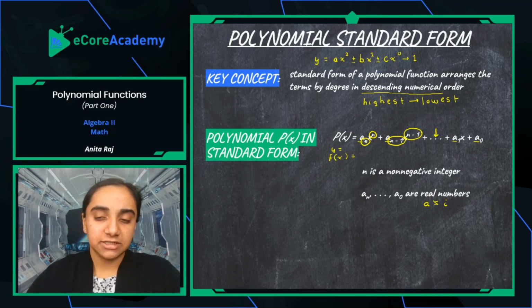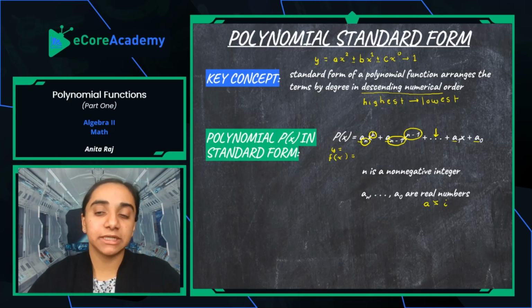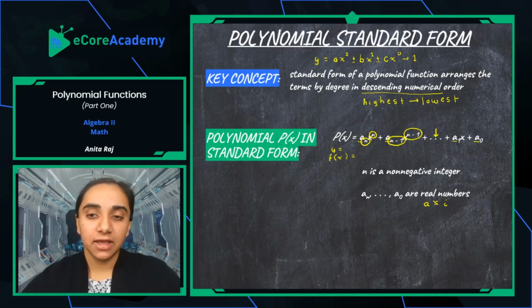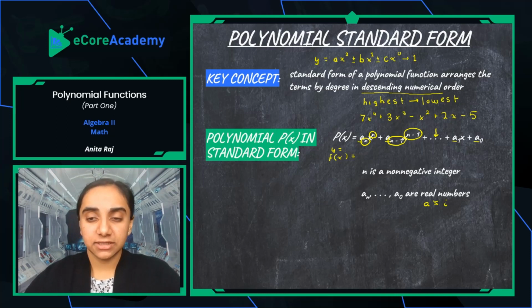So the first term you're going to see is going to be a subscript n times x to the power n. So n is going to be just any non-negative integer. For example, let's pretend n is 4. So let's pretend this here is going to be a quartic term. Let's say we have 7x to the 4th plus 3x cubed minus x squared plus 2x minus 5. I just made this up off the top of my head. So in this case n is going to be 4, and this is going to be the first term.